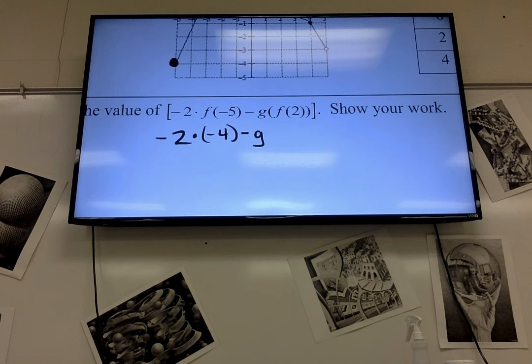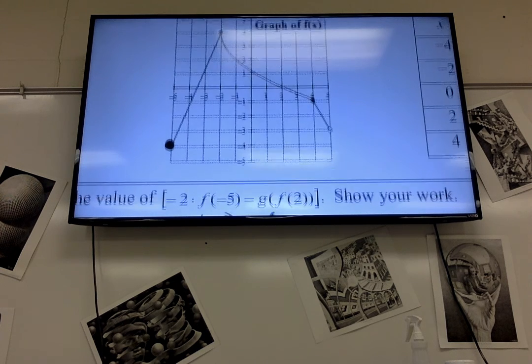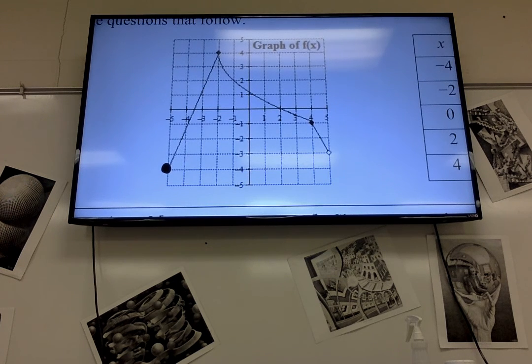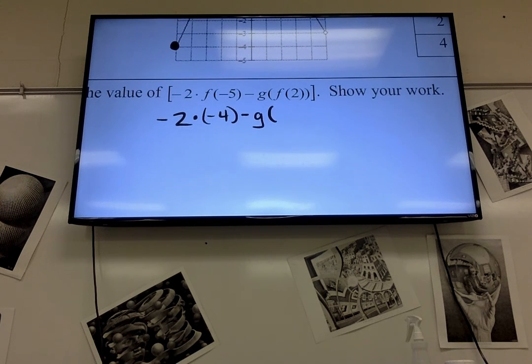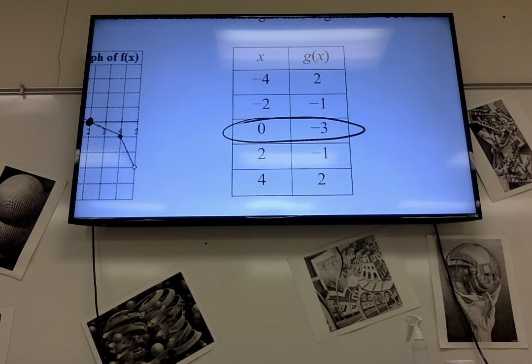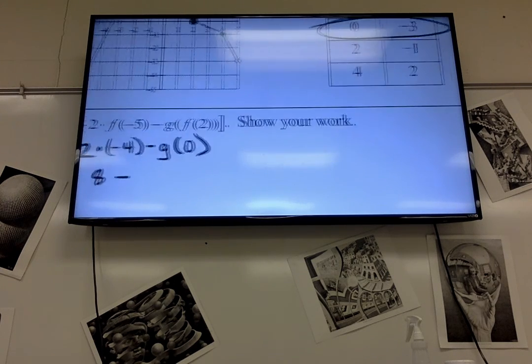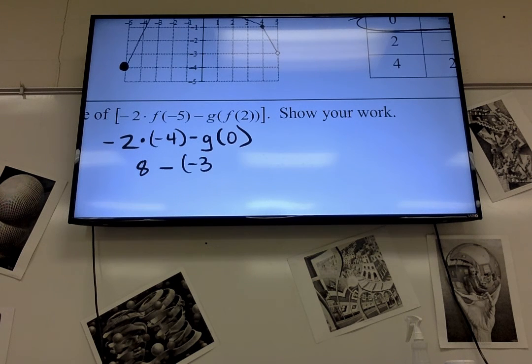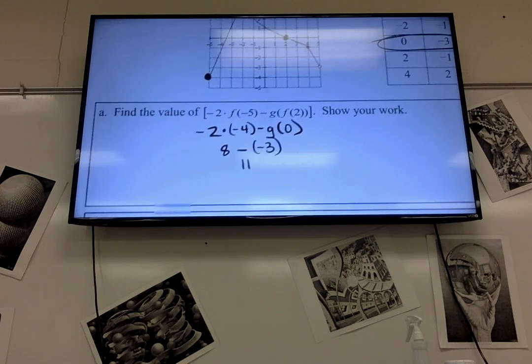Minus g of f of 2. So again, back up here, f of 2 is right here, which is a 0. So that's g of 0. Negative 2 times negative 4 is 8. Minus g of 0, that we're going to have to get from the table. G of 0 is negative 3. So your answer is 11.